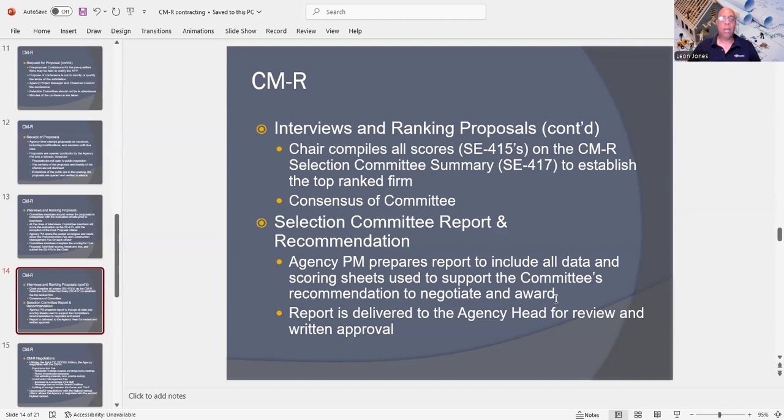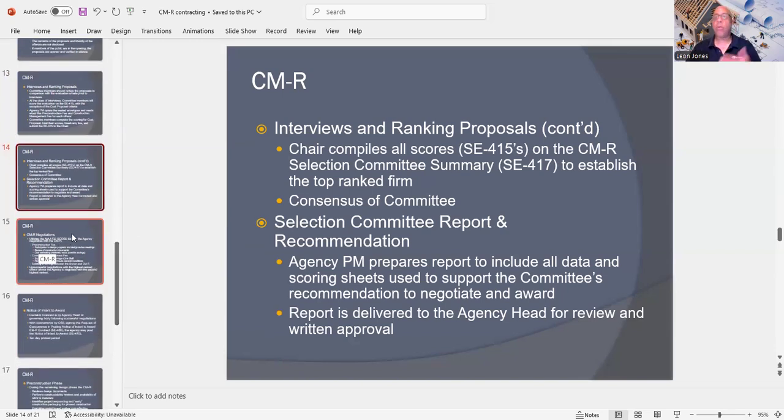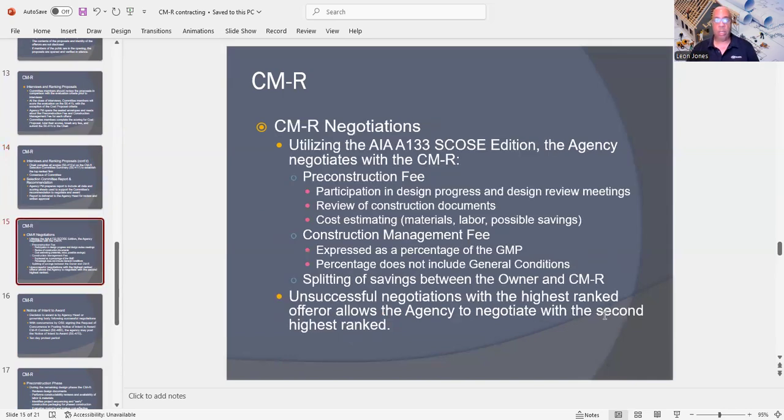So basically, under that, the agency PM prepares a report to include all data and scoring sheets used to support the committee's recommendation to negotiate and award. And then the report is delivered to the agency head for review and, of course, written approval. Now, if you're going on a city job, this is going to have to go in front of a board as well.